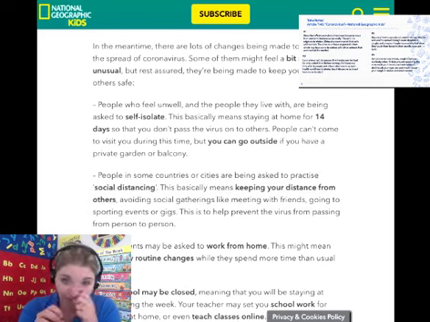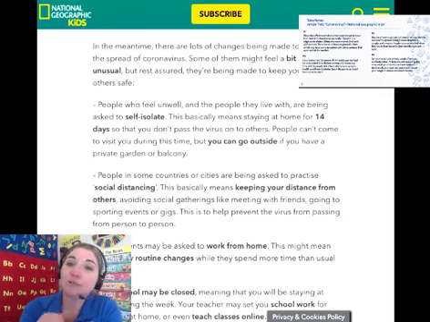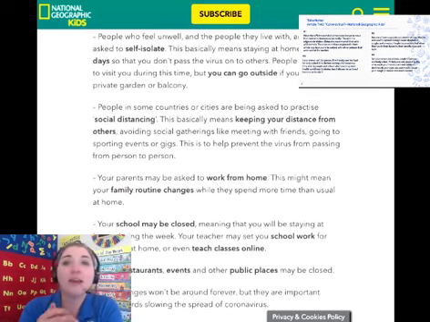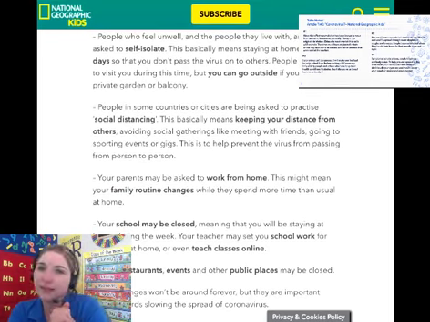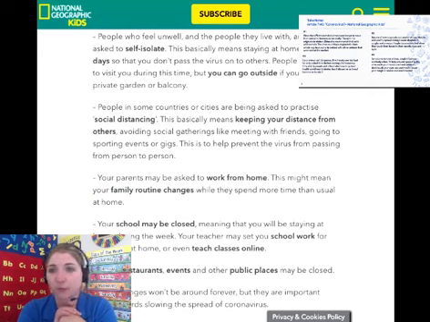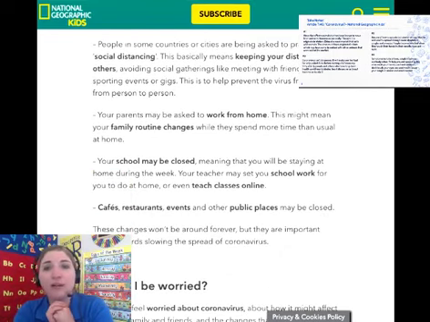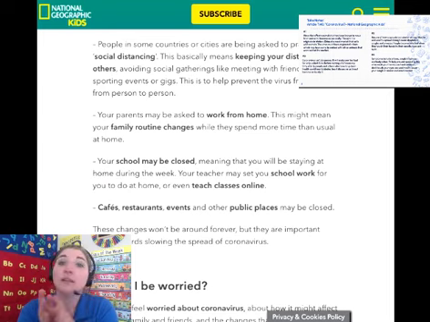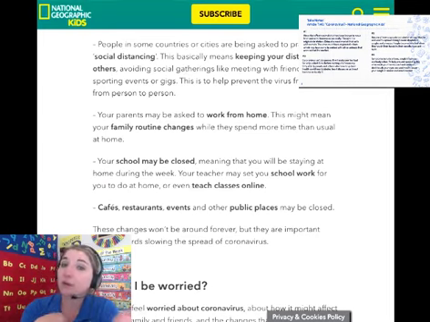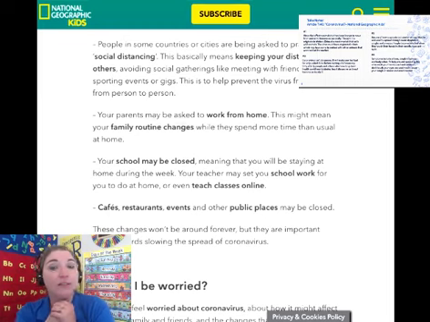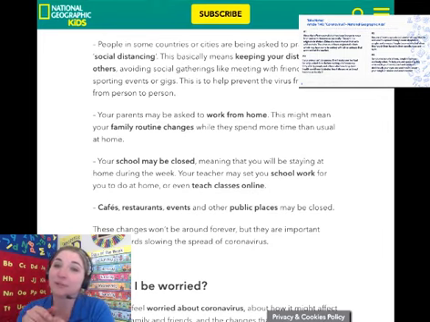People who feel unwell and the people they live with are being asked to self isolate. That basically means staying at home for 14 days so that you don't pass the virus on to others. People can't come to visit you during this time, but you can go outside if you have a private garden or balcony. People in some countries or cities are being asked to practice social distancing. This means basically keeping your distance from others, avoiding social gatherings like meetings with friends, going to sporting events, or gigs. This is to help prevent the virus from passing from person to person.